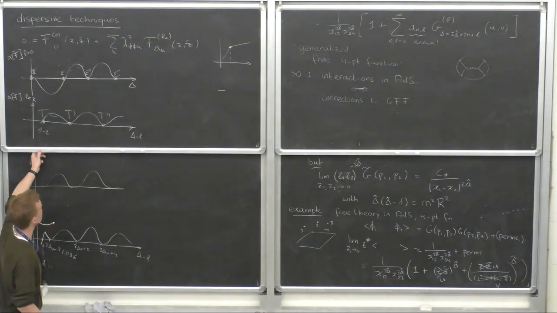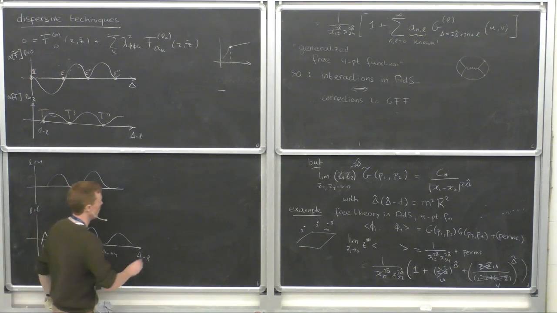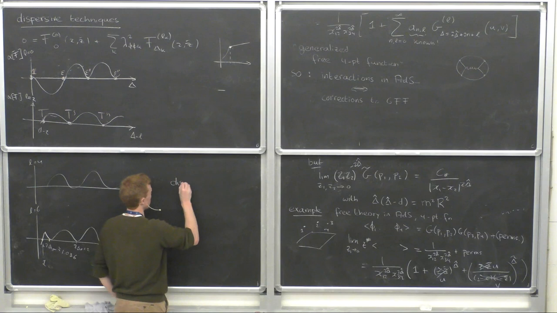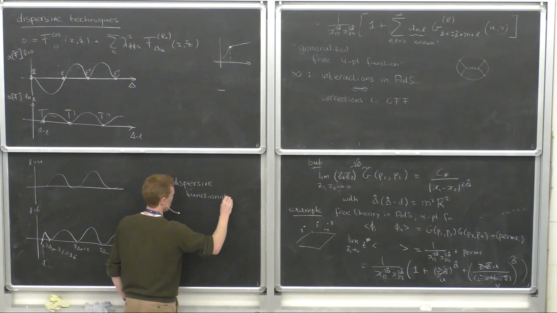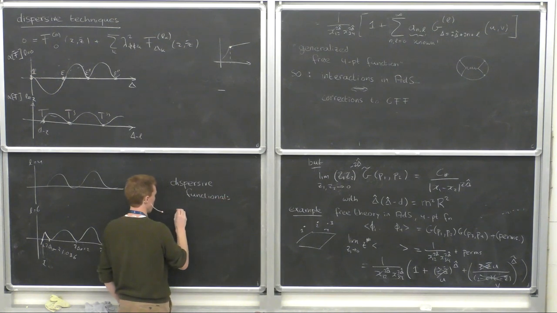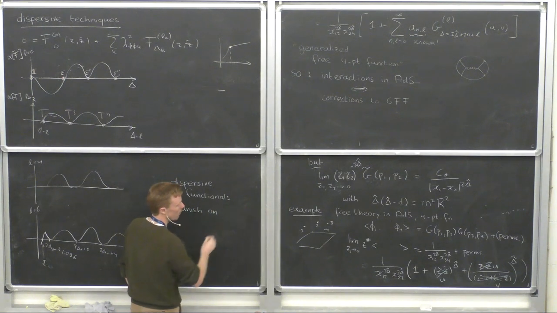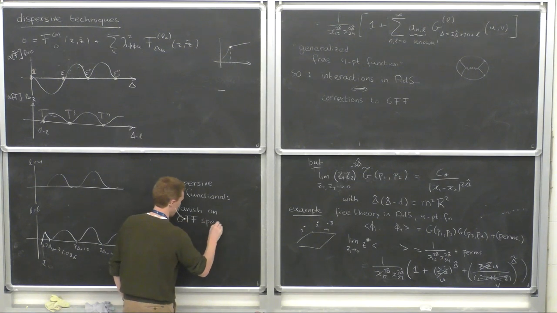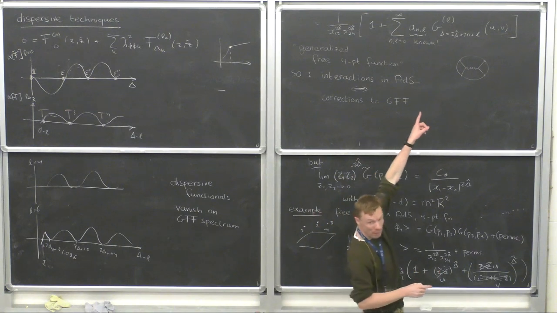So this is the technique of dispersive functionals, which I did not want to explain in detail. Dispersive functionals are by definition functionals that vanish on the GFF spectrum. More precisely, the spectrum of operators.